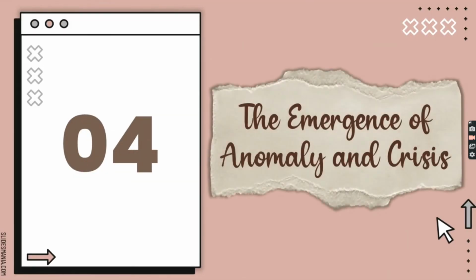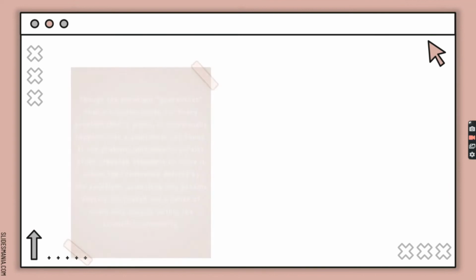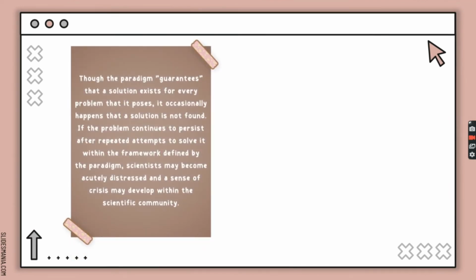The emergence of anomaly and crisis. Though the paradigm guarantees that a solution exists for every problem that it possesses, it occasionally happens that a solution is not found. If the problem continues to persist after repeated attempts to solve it within the framework defined by the paradigm, scientists may become acutely distressed and a sense of crisis may develop within the scientific community.